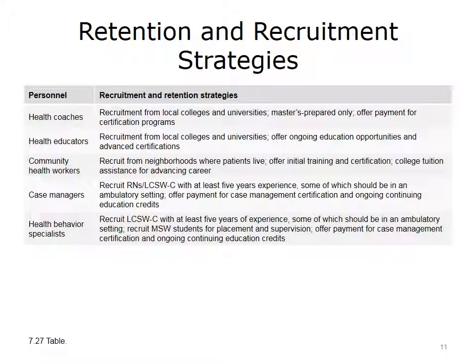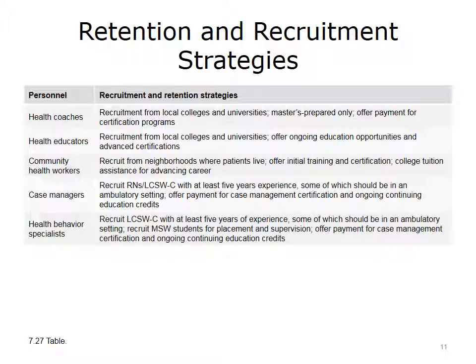J-CHIP likes to recruit community health workers from the neighborhoods where the patients live. So they require community health workers to live in one of the zip codes of the patients that they serve. These locally recruited community health workers have a unique ability to find patients, and they have established relationships in the community. And because they come from the same demographic, they can more easily develop a relationship of trust with community members. In the state of Maryland, there is not a certification requirement for community health workers.